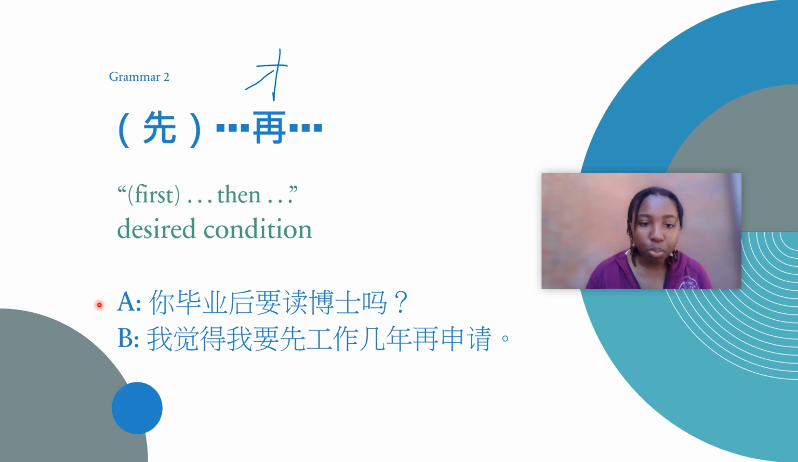你毕业后要读博士吗？我觉得我要先工作几年再申请。So, in your mind, 在你的理想中 in the ideal is that you 工作几年再申请。So if you put 才 here, it would just be kind of like a different vibe, like a different feel. Because here we're talking about an actual plan. But 才 almost feels like a negative or not fully what you wanted, not idealized situation.